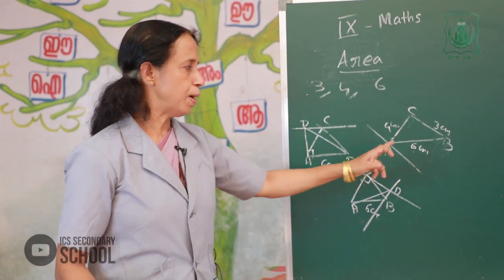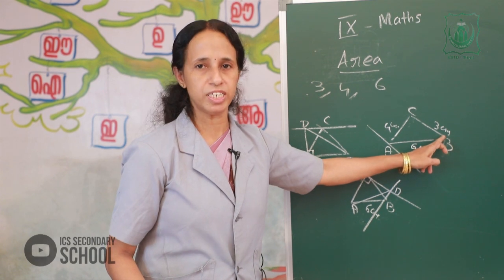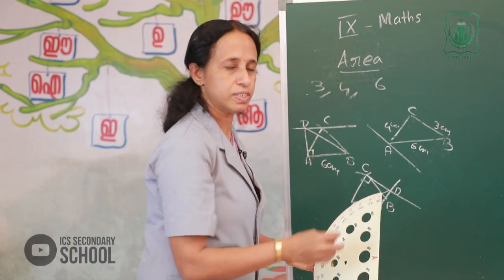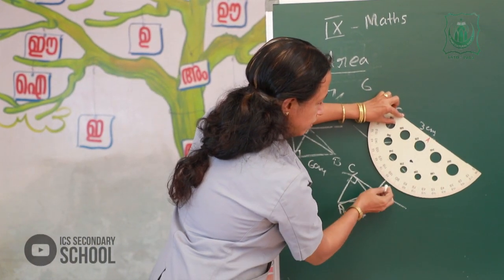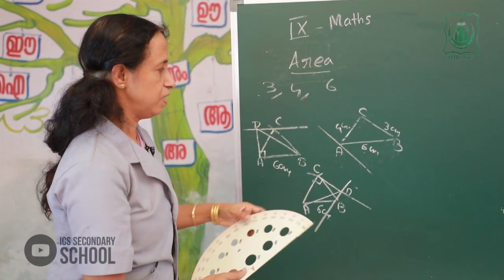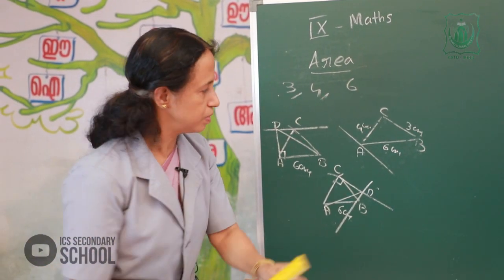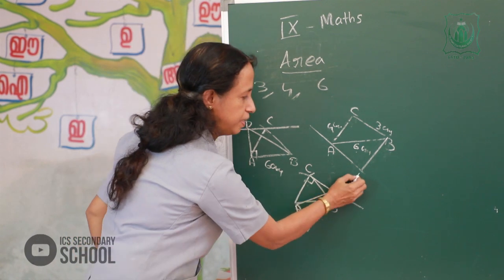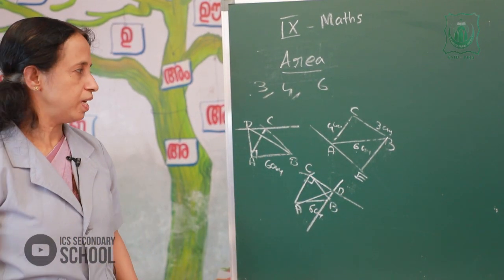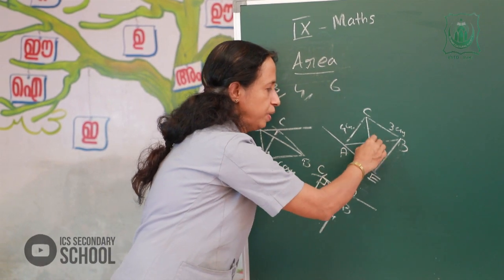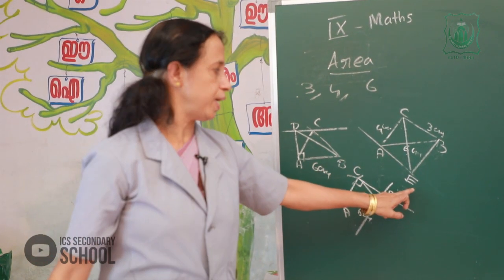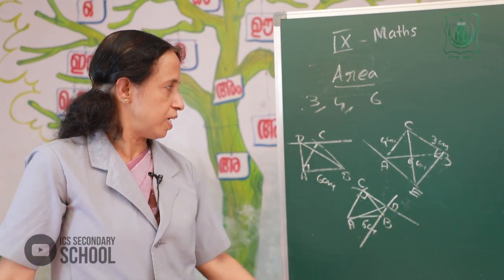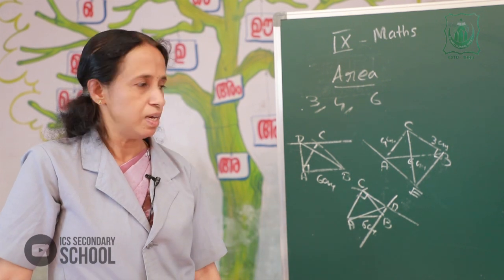Next, draw a perpendicular from another vertex. Take B or C as the other vertex. Mark here. Join B to E, and connect C to E. Here triangle BEC is the required right triangle.